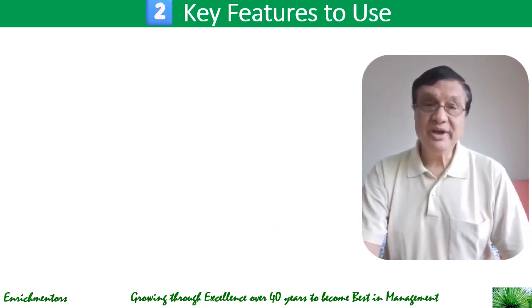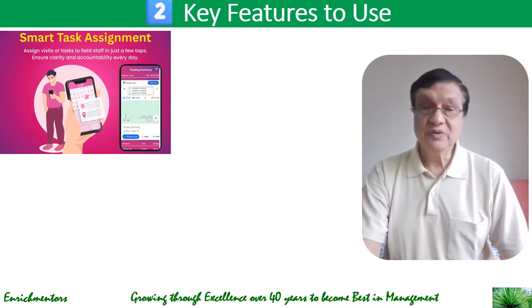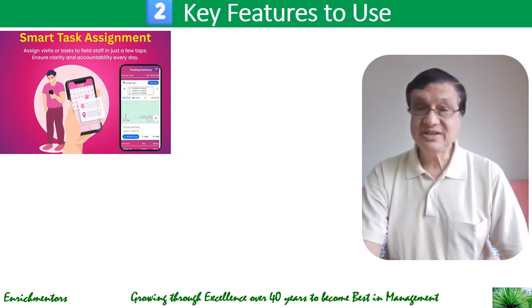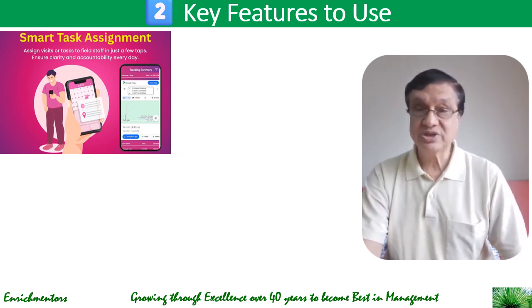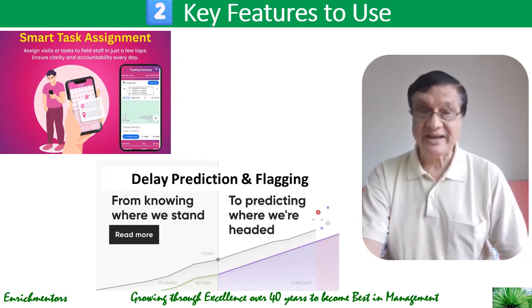Let us take a look at the main features of these project management tools that you could use. First is smart task assignment. AI analyzes team members' skills, past performance, availability, and workload, and automatically suggests who should handle a task. Some tools even flag skill gaps and recommend training. That's one feature.